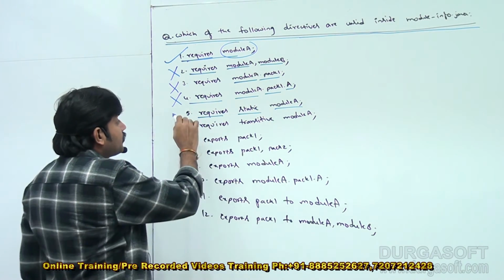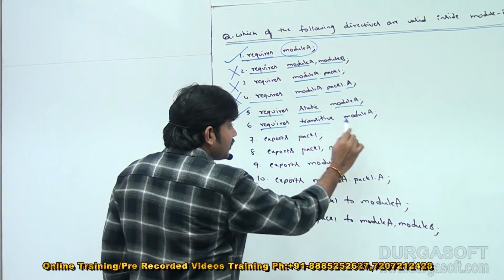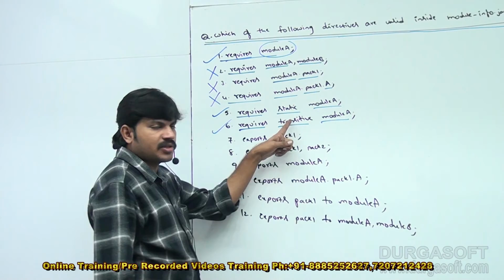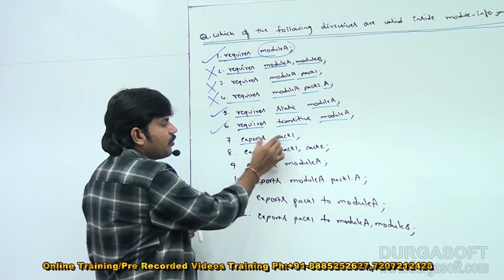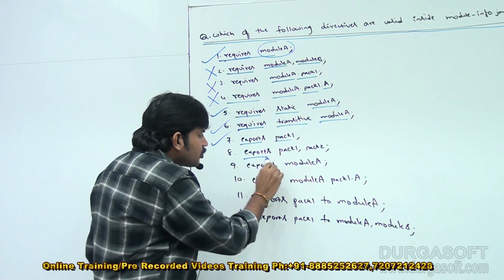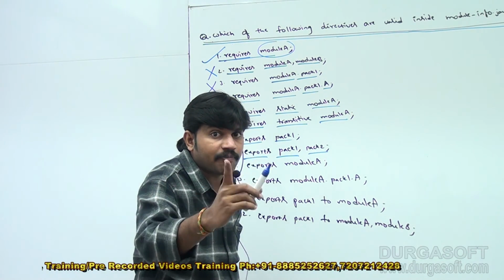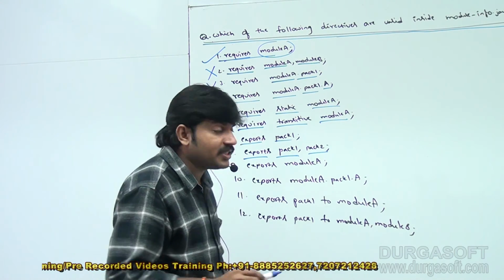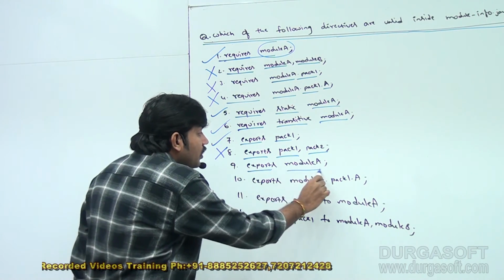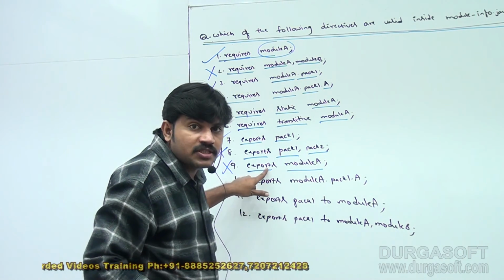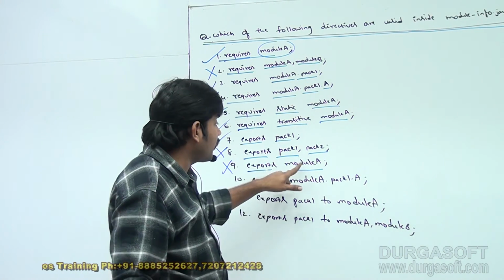Have you observed? Optional dependency, requires static. Requires transitive module A is perfectly valid, transitive dependency. Make sure. Exports pack 1: we can use exports for packages, no problem at all. Exports pack 1, pack 2: we can use exports at a time for only one package. By mistake, if you try to export two packages, it is invalid. Next, exports module A: invalid, because exports is applicable only for packages but not for modules.